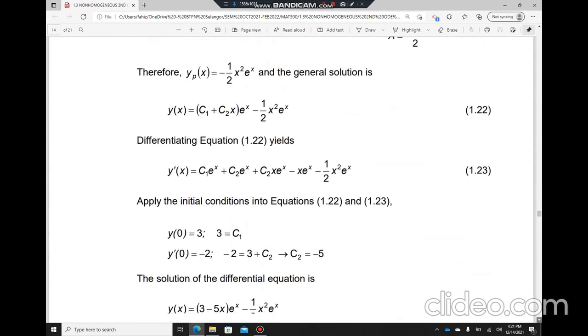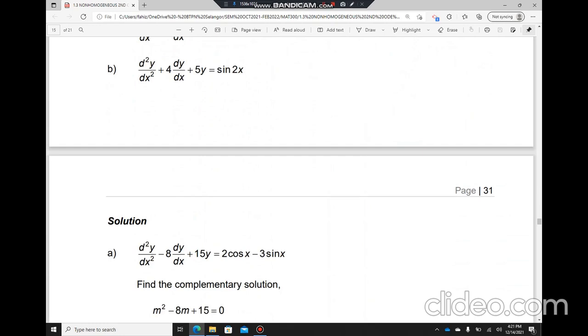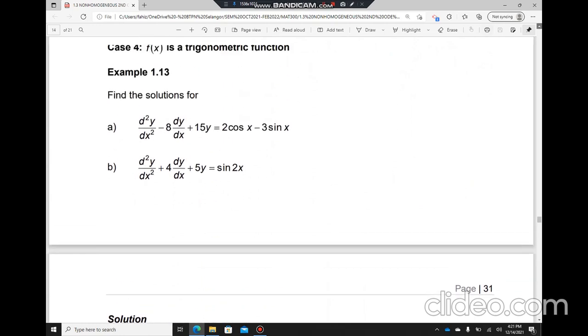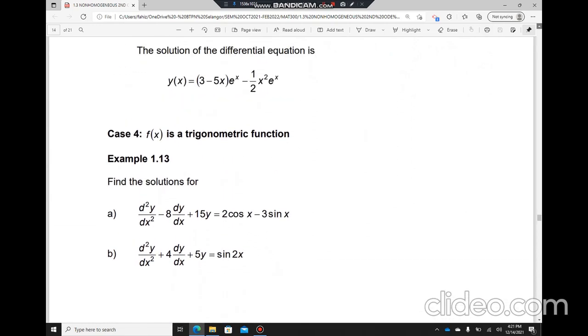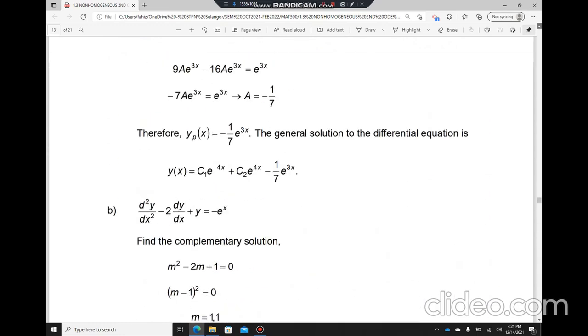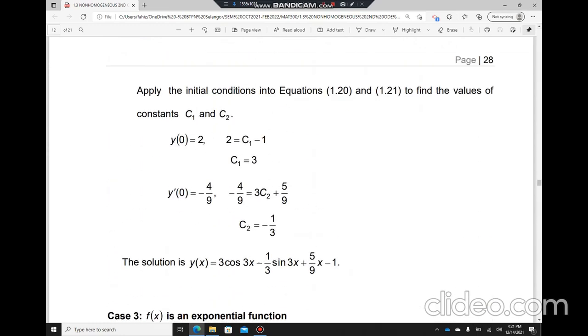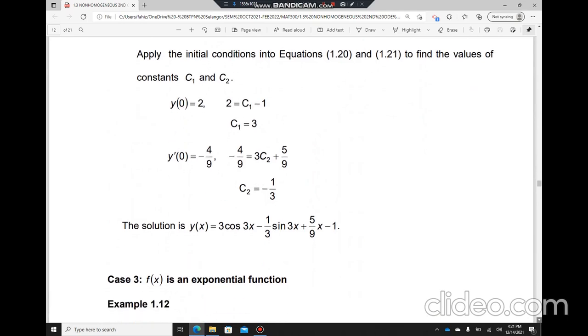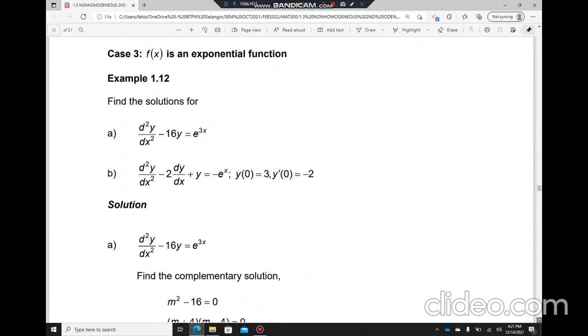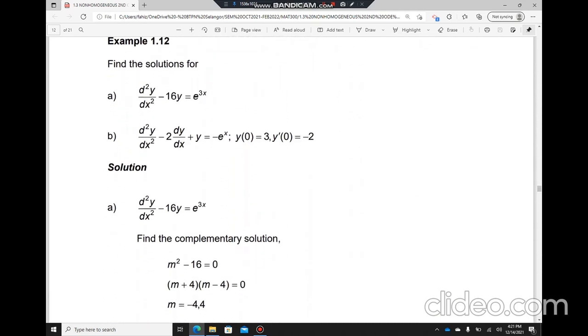Okay, dia sama je sebenarnya. Cara step untuk solvekan still sama. Okay, sorry. Yang ni case 4 dah. Okay, case number 3. Exponential function. Okay, sama juga dia akan bagi kat sini sebelah kanan ni function exponent. E3x kat sini negatif EX. Okay, untuk example 1.12, solution untuk A.